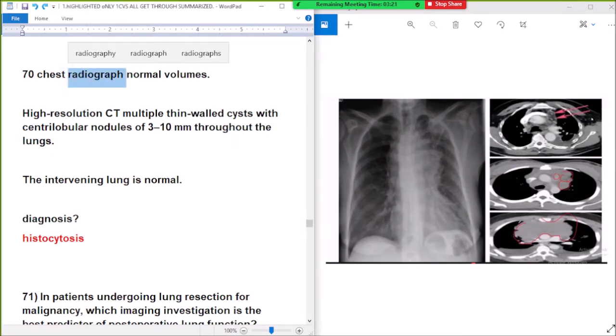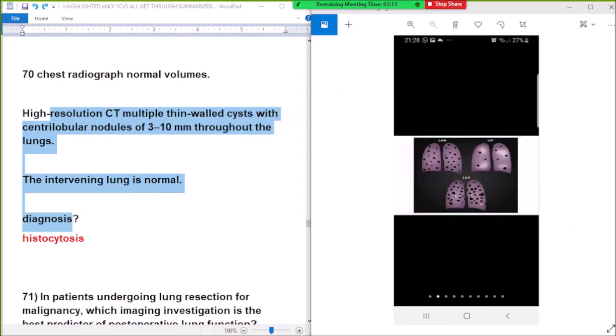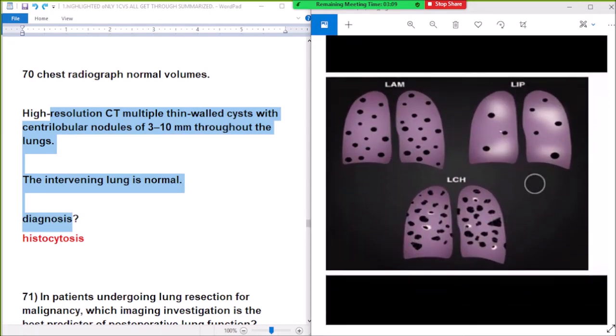Question 70. Chest radiographs show normal volumes. HRCT shows multiple thin-walled cysts with central lobular nodules of 0 to 10 mm throughout the lung. The intervening lung is normal. Diagnosed as histiocytosis. In histiocytosis, the intervening lung is normal.